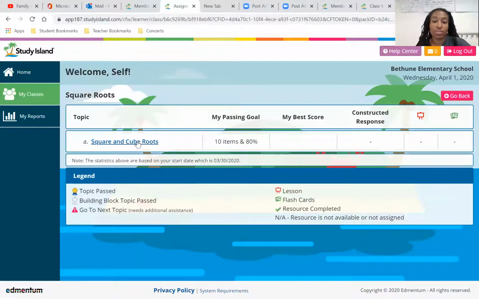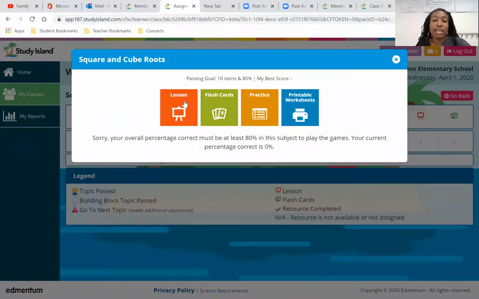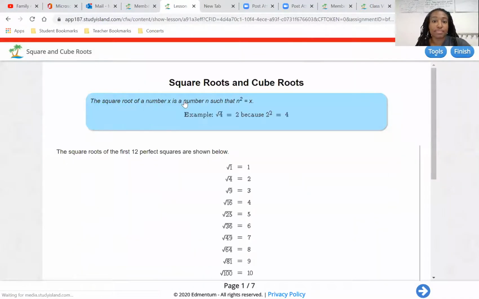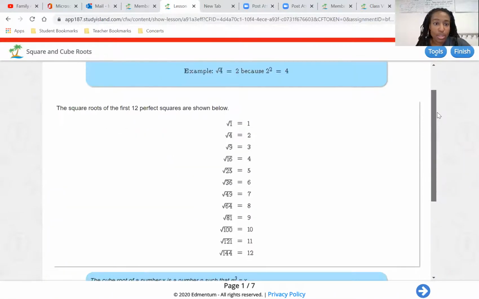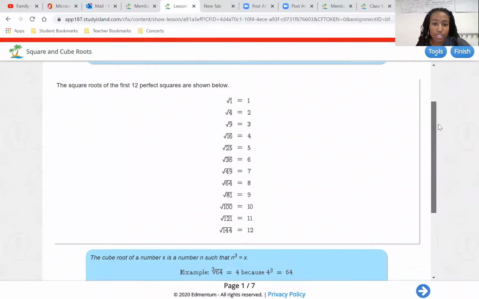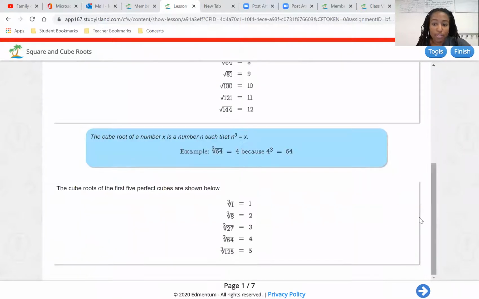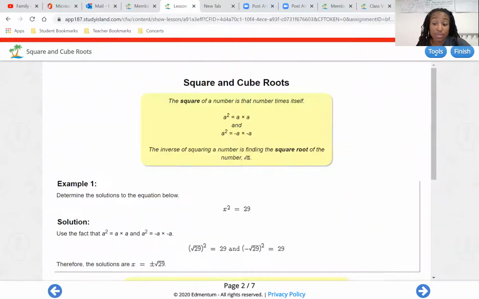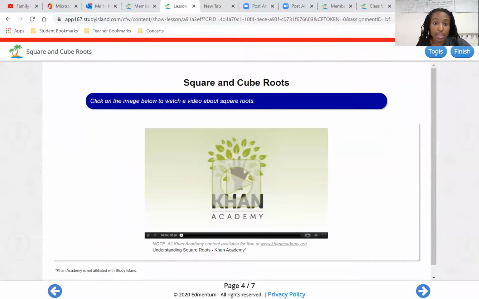Square and cube roots. So once again, I have a lesson. I'm looking at my lesson. It's telling me about the square root of the 12 perfect squares shown below. It gives me some information. It's 7 pages of notes. Oh, another page, another page. Oh, look at this, a video.